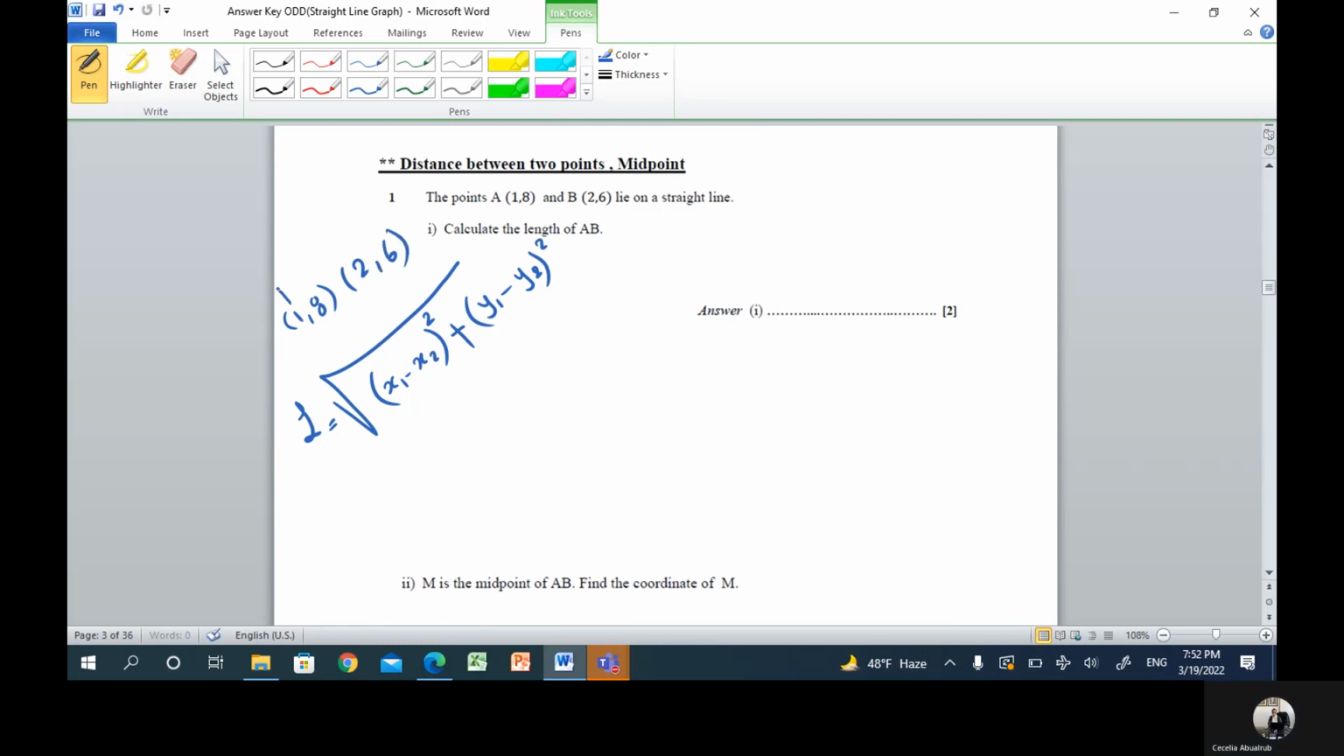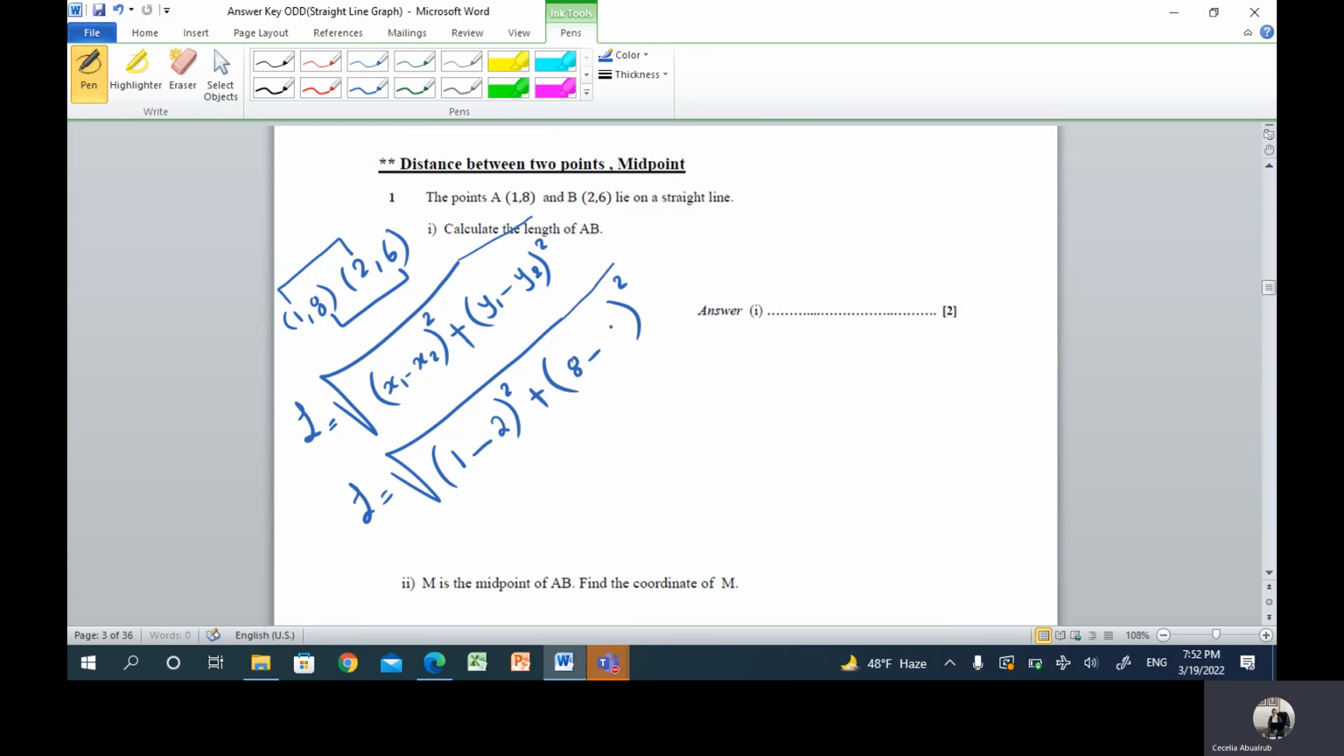So the x's and the y's. So L equals the square root. All of this is under the square root. So the x's are 1 minus 2, and here the y's are 8 minus 6.